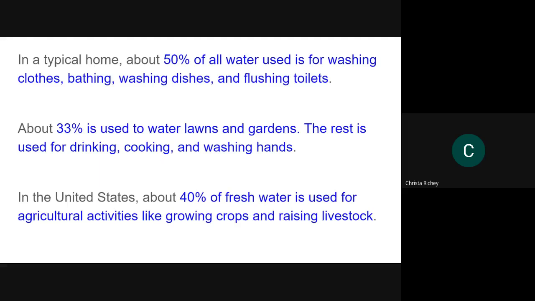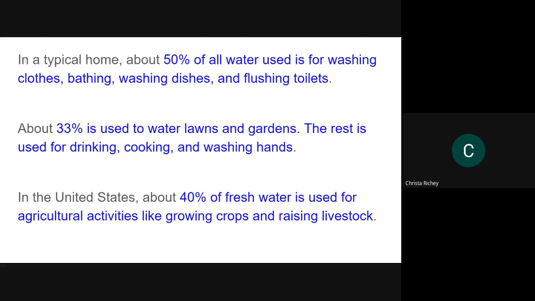Now, if you're talking about just as a country, not houses, just as a country, almost half, 40% of the fresh water is just used for farming, like crops, animals. It's for industry and agriculture. So that means that 60% of the fresh water is used for our homes. Well, actually, that's not true either, because I have another section.